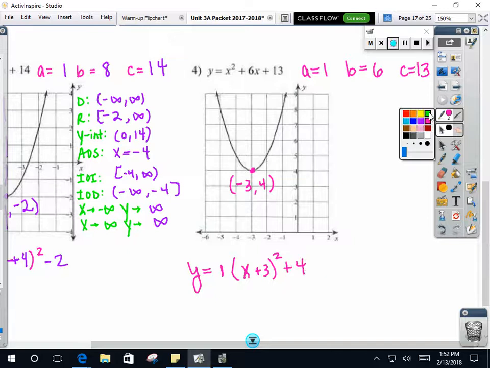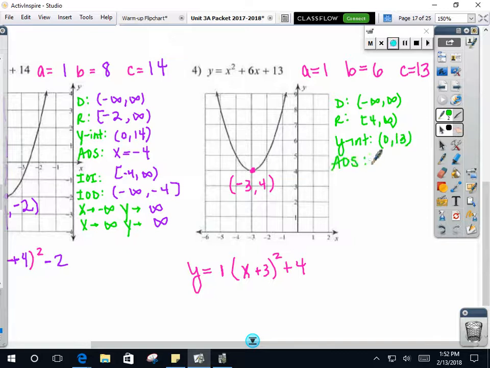Okay, now for the domain. The domain is negative to positive infinity. The range is 4 to infinity. The y-intercept is what? 0, 13. The axis of symmetry would be drawn where? X equals -3.